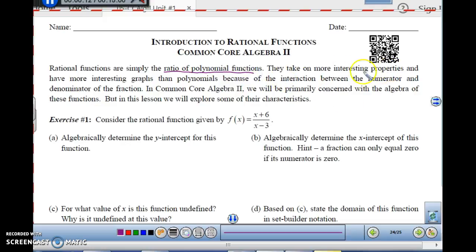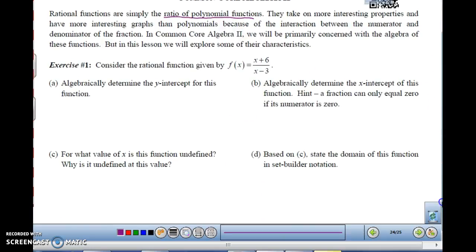They take on more interesting properties and have more interesting graphs than polynomials because of the interaction in the numerator and the denominator of the fraction. So in Common Core Algebra 2, we'll be primarily concerned with the algebra of these functions, how to deal with functions that are in fractional form. Okay, so let's look at a couple of rational functions and look at the different characteristics that we have.